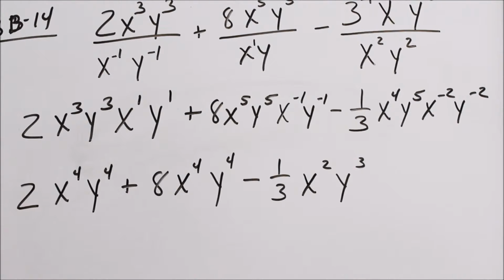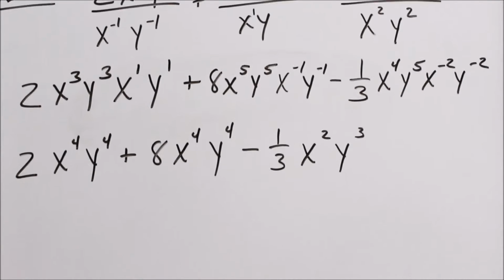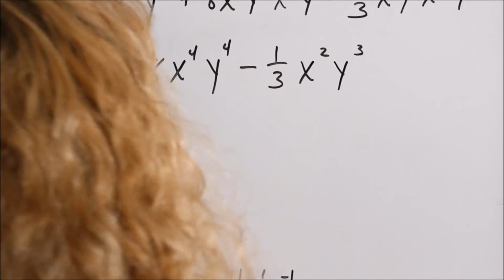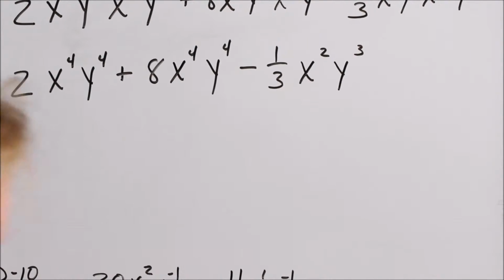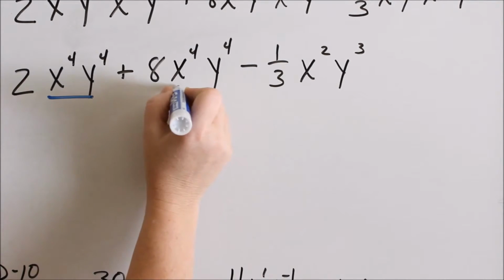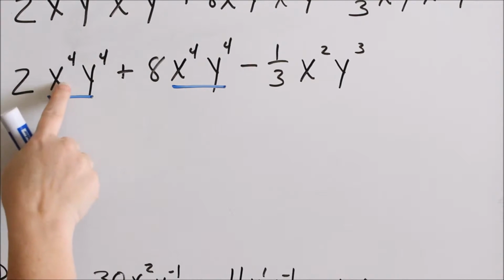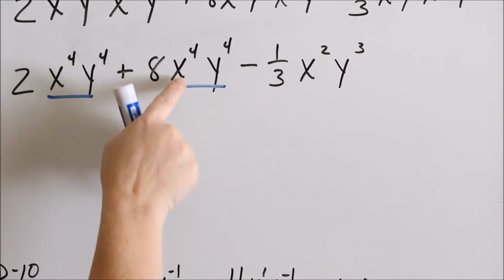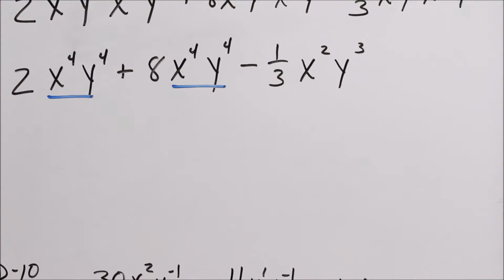Now you want to look at your letters, not your coefficients, your letters. Are any of your letters exactly alike? Okay, you can see that this and this are exactly alike. X to the 4th, y to the 4th. X to the 4th, y to the 4th. When they are exactly alike, you can combine them.